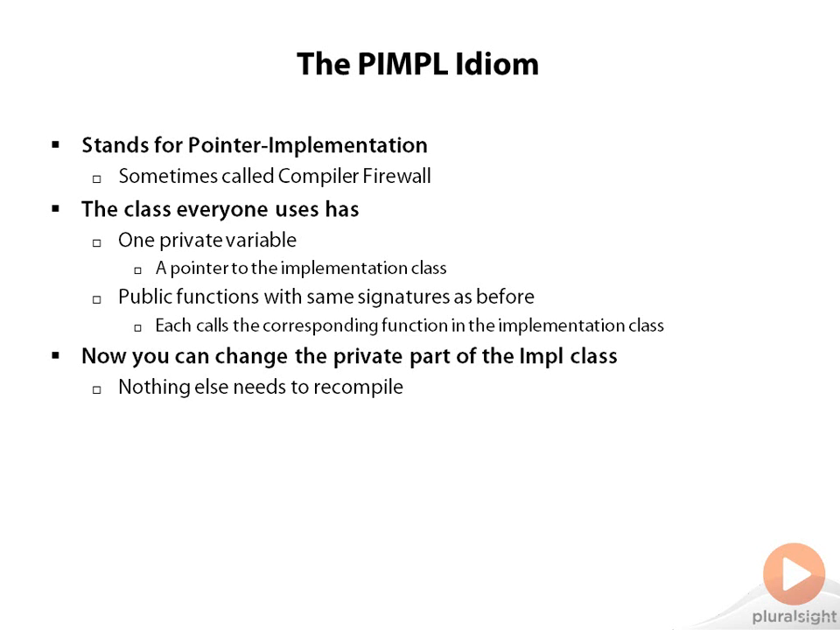What's the point? Well, nobody now includes that private part of the impl class. They're only including this external part, which has only one private variable, which isn't going to change, and everything else is public. So now you can change the private part of that implementation however you want. Do some refactoring, add some more helper functions, add a variable for caching something, whatever. You'll only be changing the impl header, not the public header that everyone else is using, and you won't have to recompile the world.